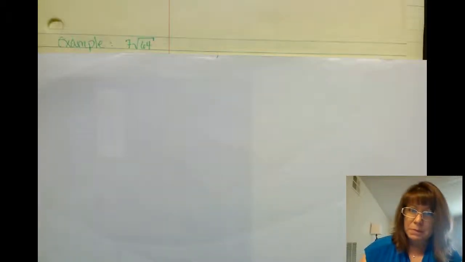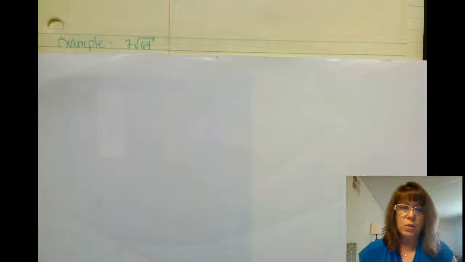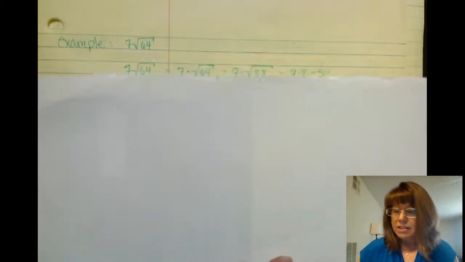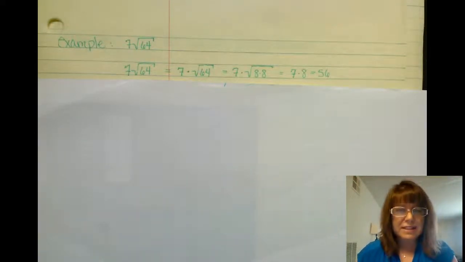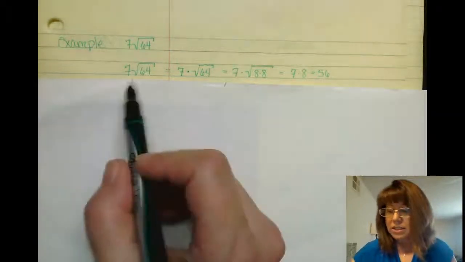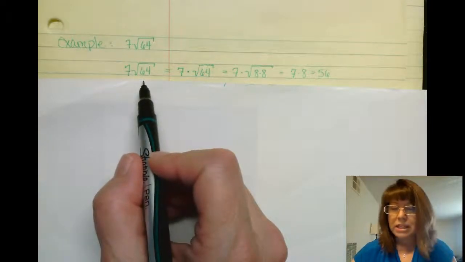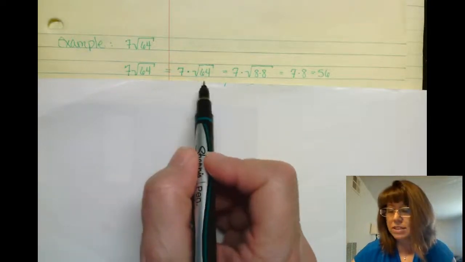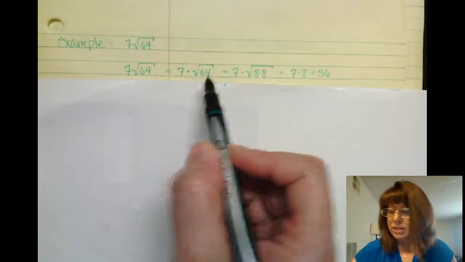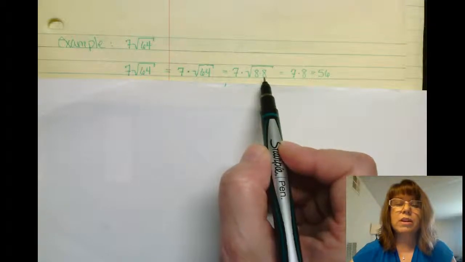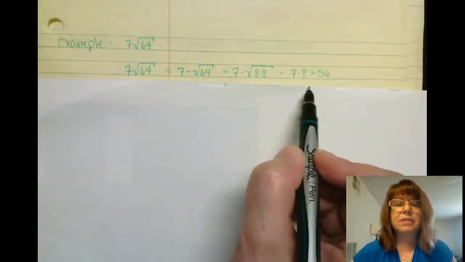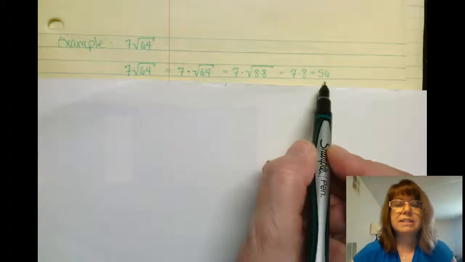Let's run through some examples on how we can use our square root. 7 square roots of 64. There's an implied multiplication, just like if I said 7x, there's implied multiplication there. So 7 square roots of 64 is really 7 times the square root of 64. The square root of 64 is really 8 times 8 in there, so the square root of 64 is 8. So 7 times 8 is 56.